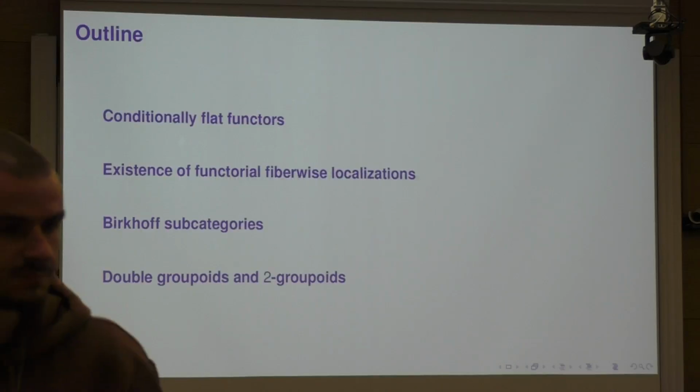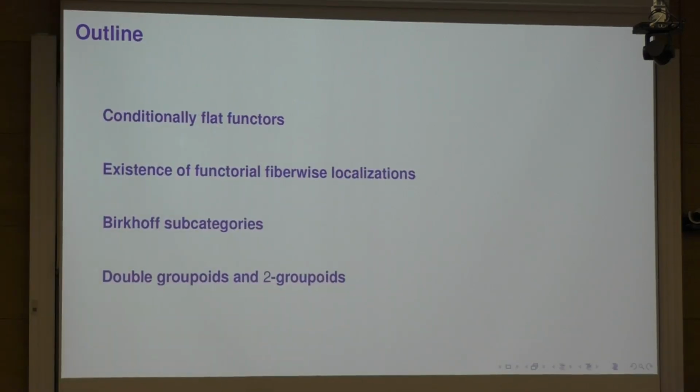And the talk will be essentially structured in 4 parts. So first I will recall the definition of conditionally flat functor and relate it to categorical Galois theory and show that in nice algebraic categories, actually they correspond to this admissibility condition to have a Galois theory. In the second part, I shall give a criterion to determine if there are fiberwise localizations in an algebraic context.